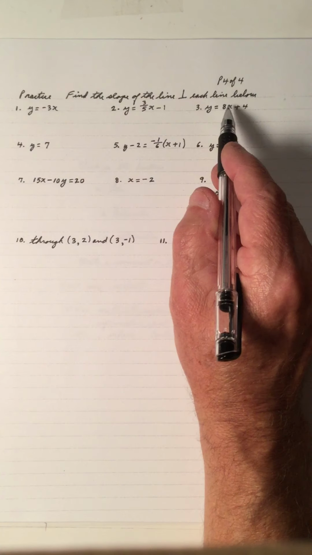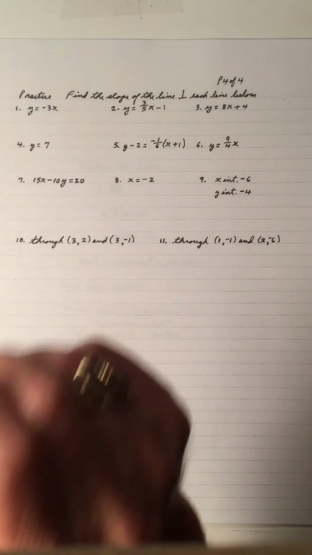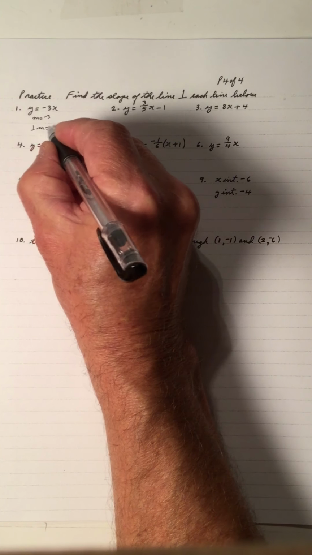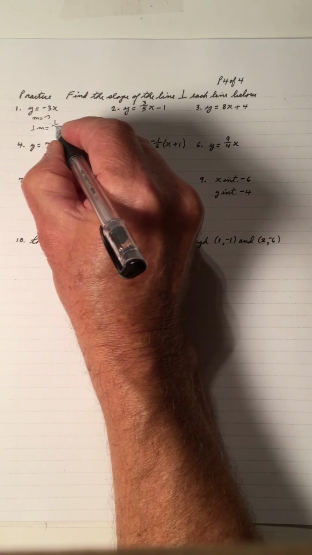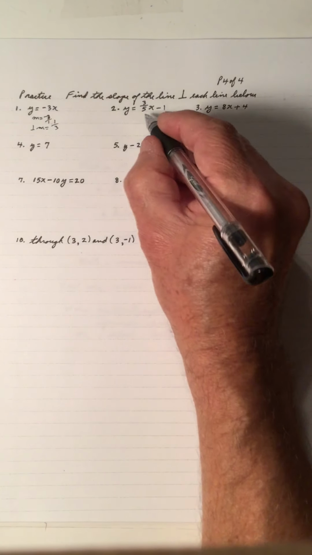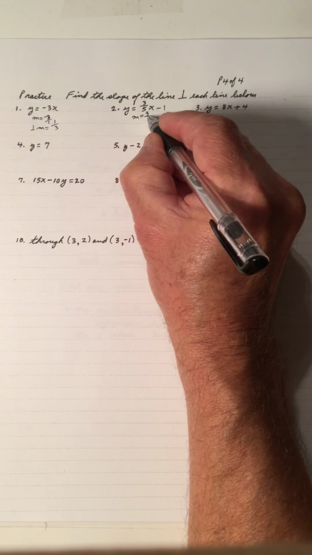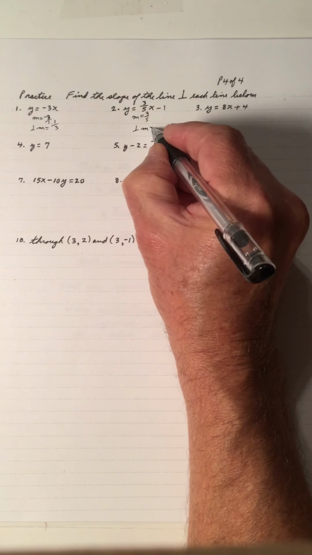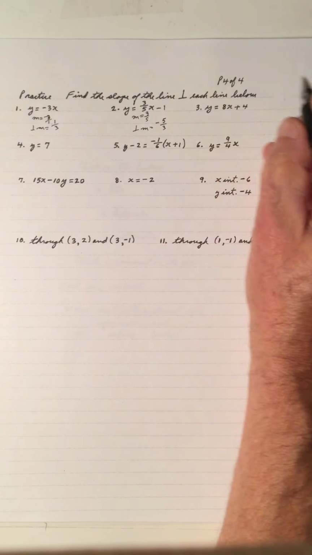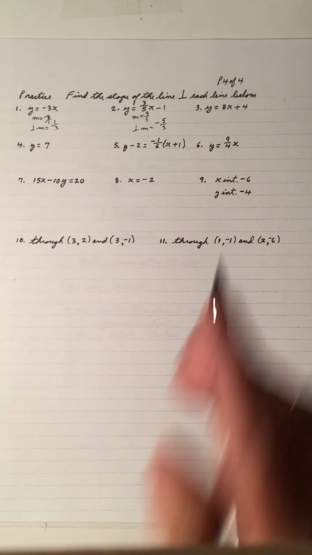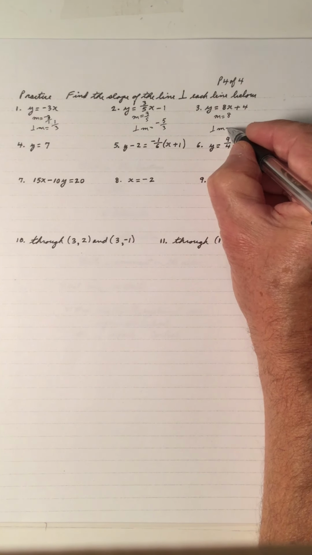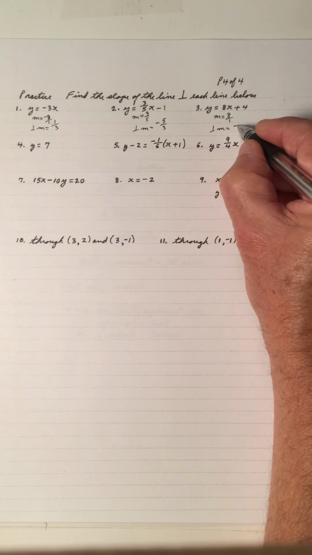Find the slope of the line perpendicular to each. Here we go. The slope of this line is negative 3, so the perpendicular slope is positive 1 over 3. Remember, 3 is 3 over 1. Slope is 3/5, so the perpendicular slope is, that's a positive, so we have to make it negative and invert it, take the reciprocal. Slope of this line is 8, so the perpendicular slope, 8 is 8 over 1, so it's a negative 1 over 8.